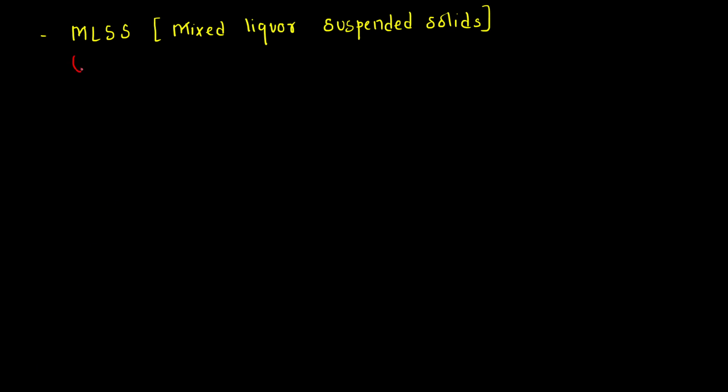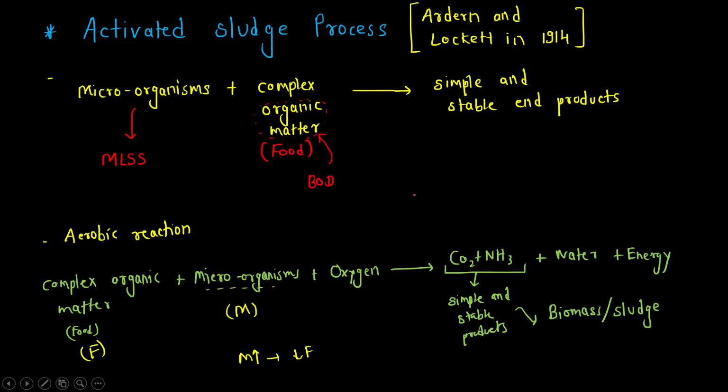So this is an index for measuring the, or we can say it is an index which gives us the mass of microorganisms. It gives an idea about mass of microorganisms in aeration tank. Okay, so let's go to the first slide to understand this.